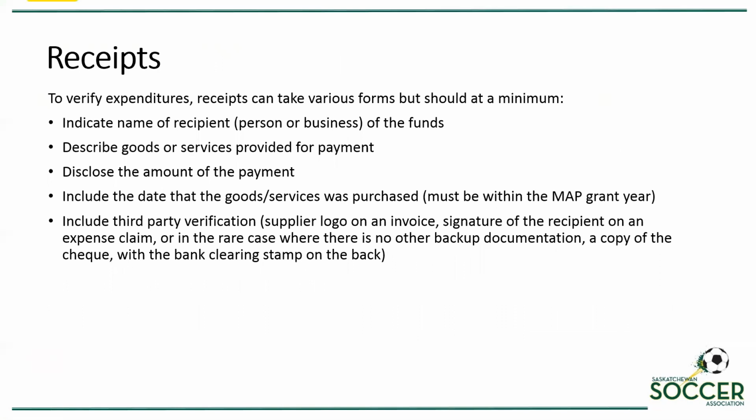Receipts. Eligible receipts should at a minimum include the name of the recipient, which would be your organization, a description of the goods or services provided for the payment. It must include the amount of the payment, include the date that the goods and services were purchased, and it must be in this MAP grant year. Include third-party verification. That includes the supplier logo on invoice, signature of the recipient on an expense claim, etc.